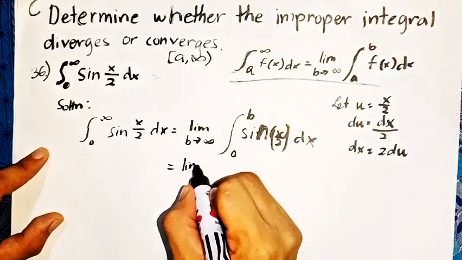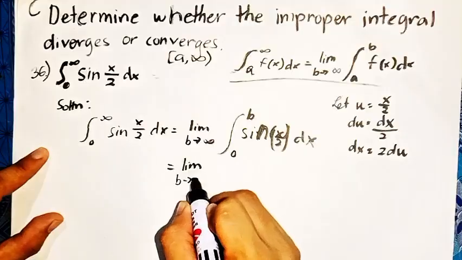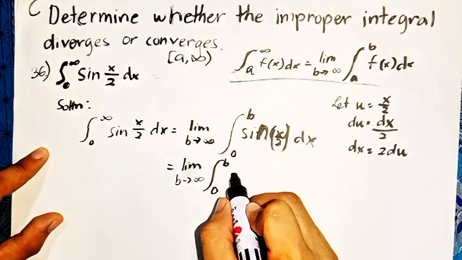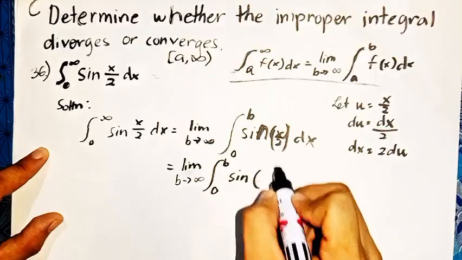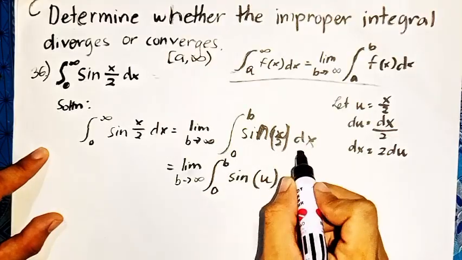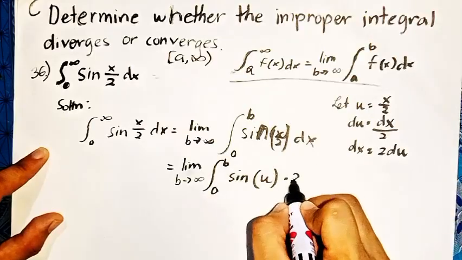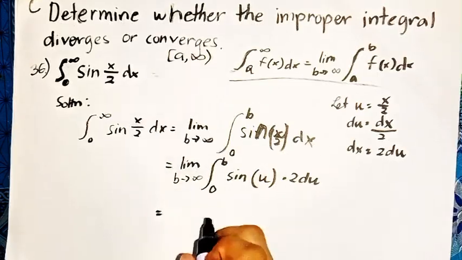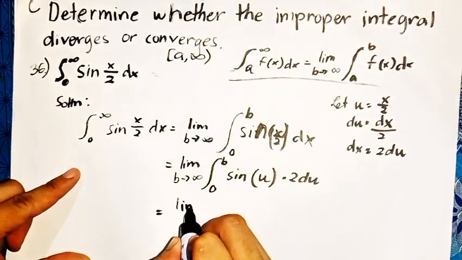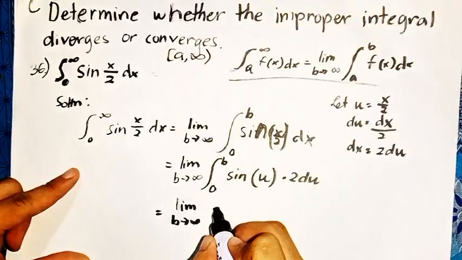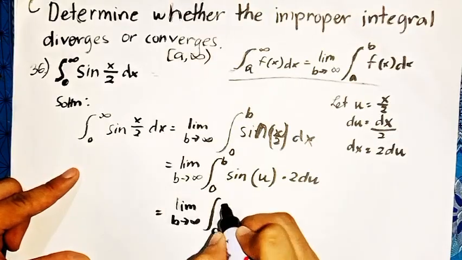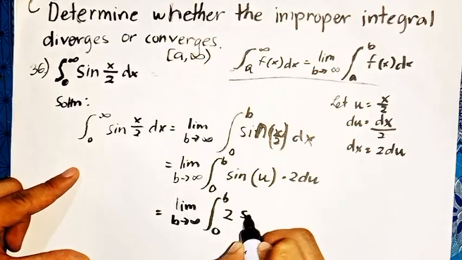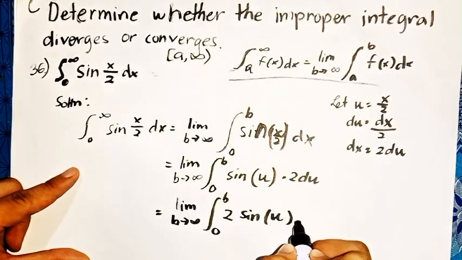So copy the limit. b approaches infinity, integral from 0 to b, sine of x over 2, which is u. And our dx now is 2 du. So times 2 du, let's multiply. Limit b approaches infinity, integral from 0 to b, sine u times 2 du, which is 2 sine u du.